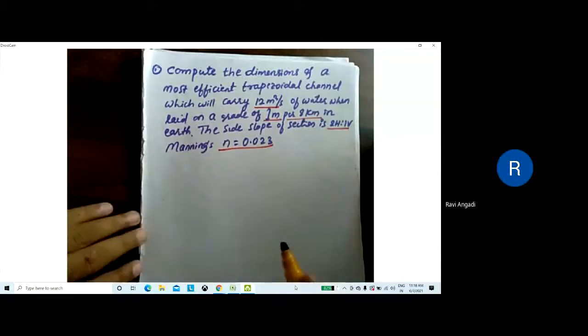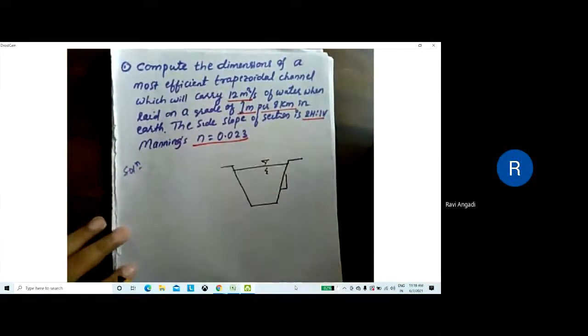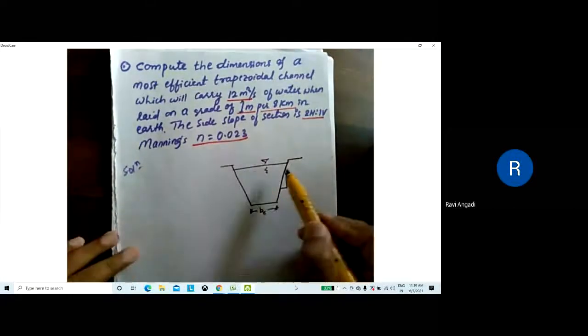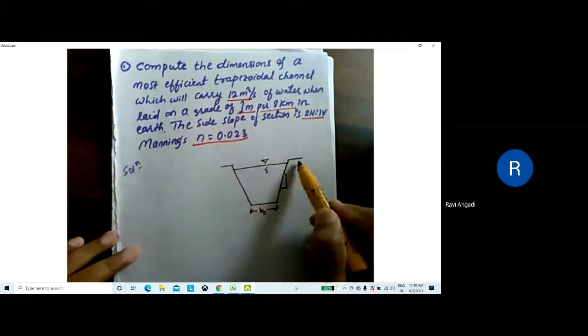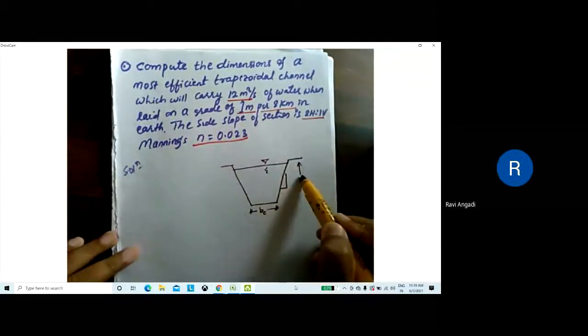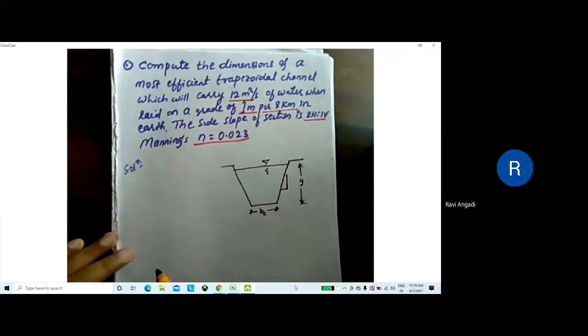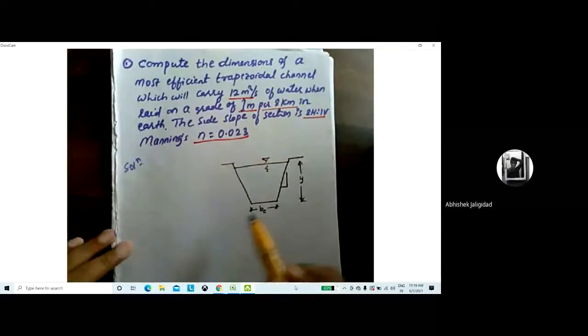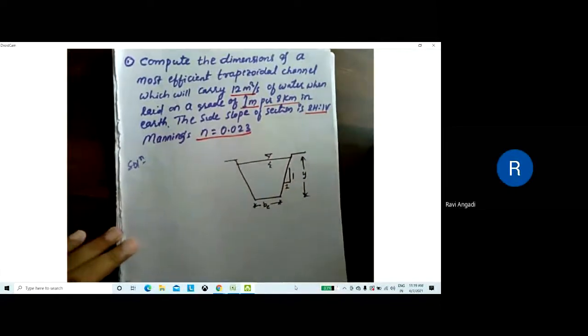Meanwhile, take this figure you draw: side slope, this is the width, and let us take the depth of flow y. What is the side slope given? Two horizontal, one vertical. Okay, you mark here 2 horizontal, 1 vertical. This is important for marking in a figure.